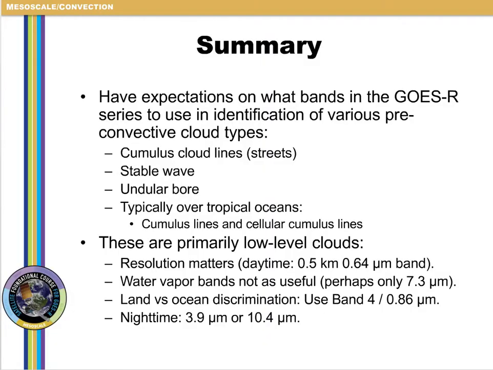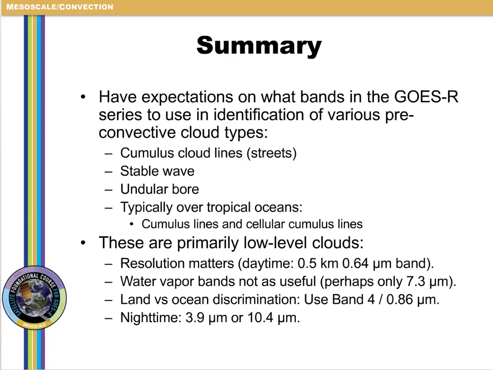In summary, have expectations on what bands in the GOES-R series to use for identification of the various pre-convective cloud types we discussed. Keep in mind that these are primarily low-level clouds. Resolution matters. Use the highest available, which is half a kilometer on the 0.64 micron band.